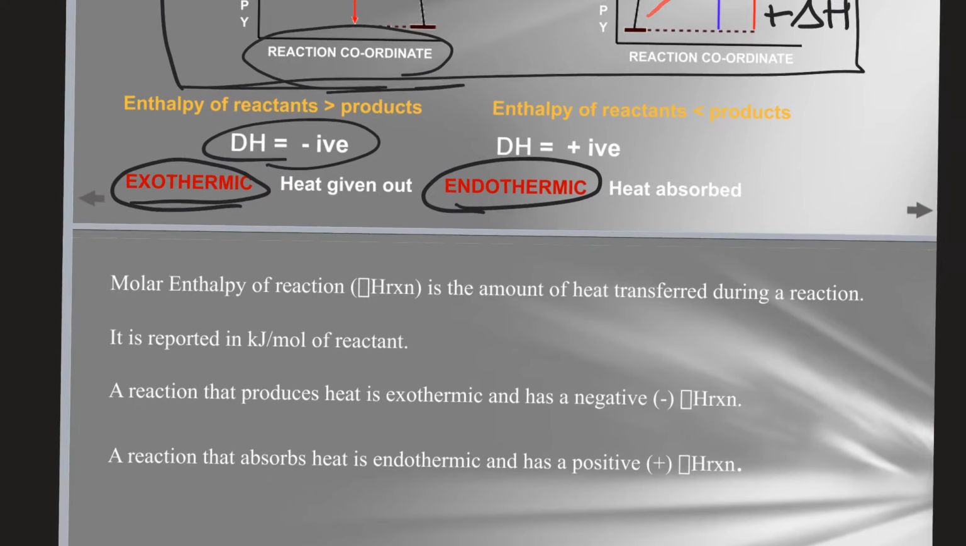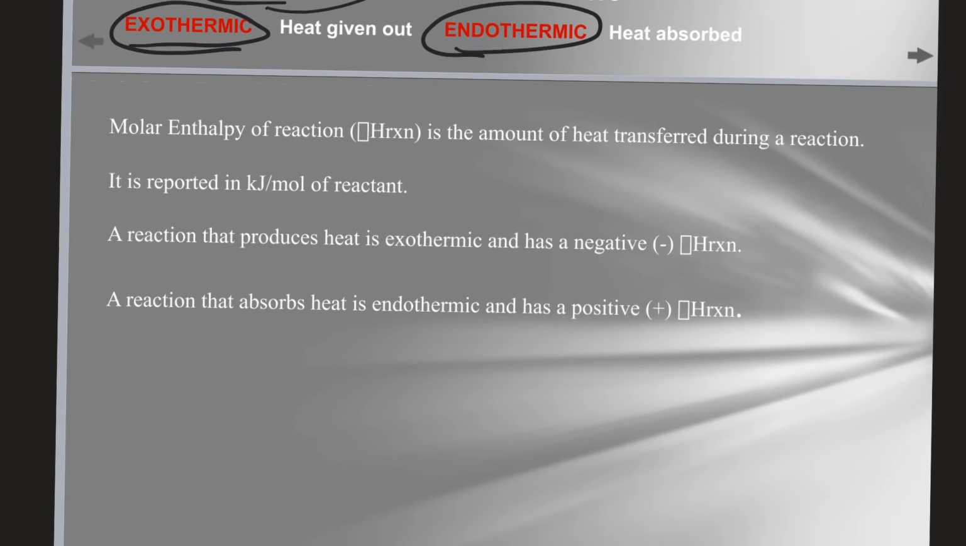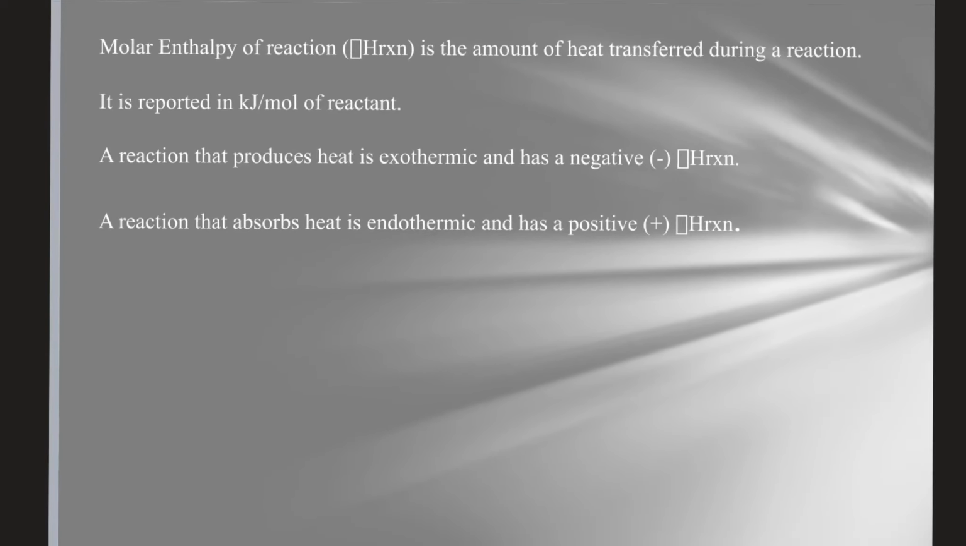Now, let's talk about the units that delta H is in. Delta H for chemical reactions is typically given in kJ per mole, so kilojoules per mole of that substance. And once again, if the reaction is exothermic, it's negative. If the reaction is endothermic, it's positive. So that's just a big takeaway there.